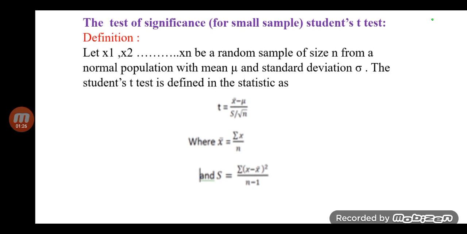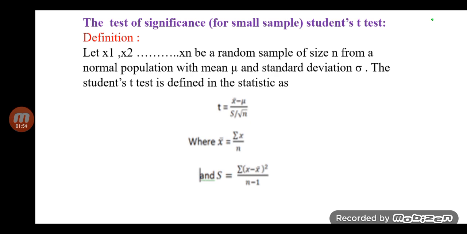Let x1, x2, x3, etc., xn be a random sample of size n from a normal population with a mean mu and a standard deviation sigma. The student's t is defined in statistics as t is equal to x bar minus mu divided by s divided by root n. Here what is x bar? It is the arithmetic mean, that is sum x by n.